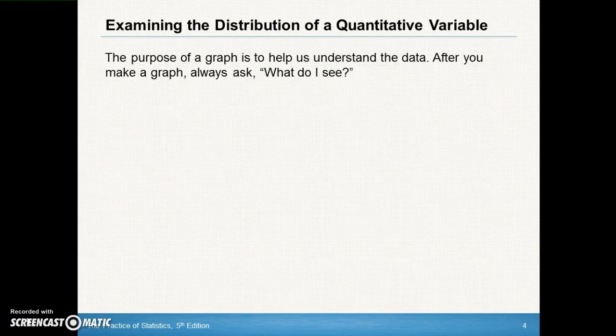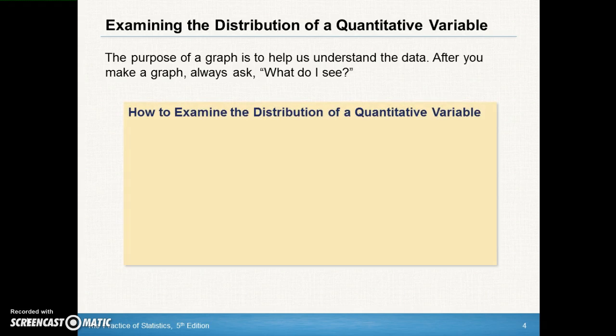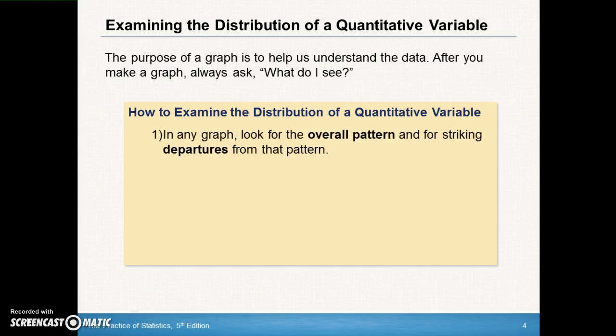The purpose of making a dot plot to represent data is to help us understand the data and to help us see what it looks like. When we get a data set, we always are going to represent it graphically. And then after we make the graph, we're going to ask ourselves the question, what do I see? You are going to be asked often to describe a distribution of data. And when you're asked to describe a distribution of data, we are looking for 4 things for you to describe.